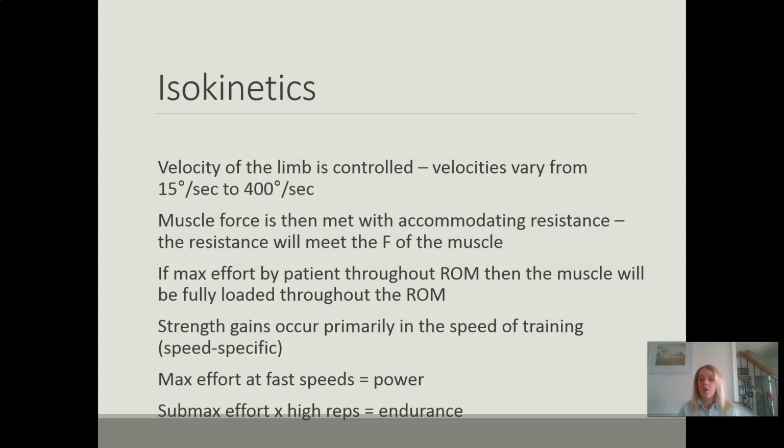Strength gains are going to occur at the same speed at which you are training. So again, this is a speed-specific type of training. For max effort at fast speeds, you're going to see increases in power. With submaximal effort for longer periods of time, we're going to see increases in endurance.